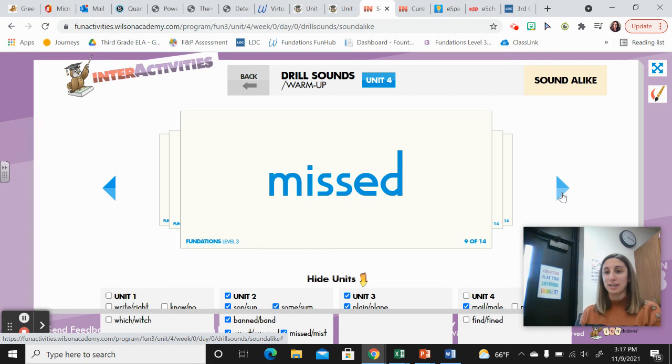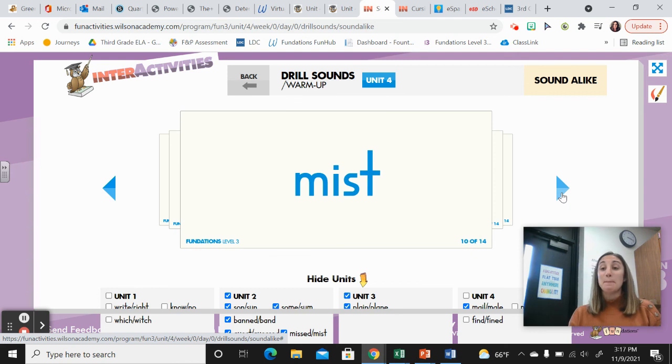Okay, how about this word? Missed. If you missed something, you didn't get it. It was a failed attempt. Mist. These are the water droplets. Sprinkle a little bit of water. Mist.